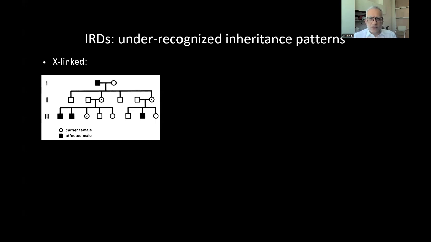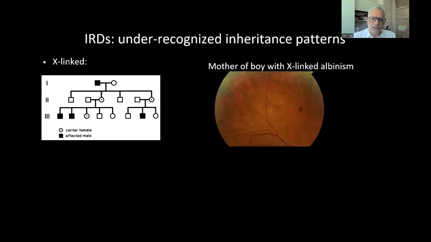And a very useful thing to do if you suspect X-linked disease in a boy is to look at the mothers, because very often it's inherited and very often there are female carrier signs. For example, here's the mother of a boy with X-linked albinism, and there's some peripheral mottling, which is the classic carrier sign for X-linked albinism.